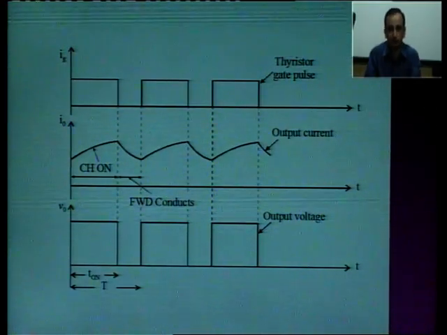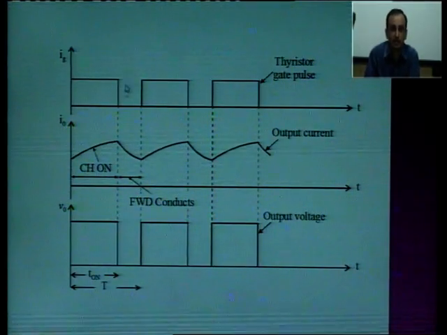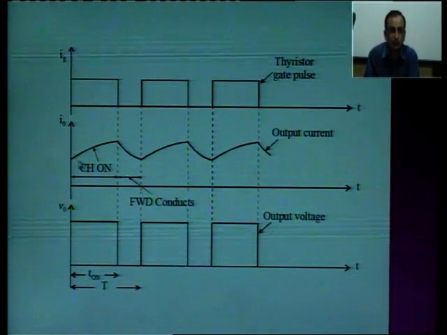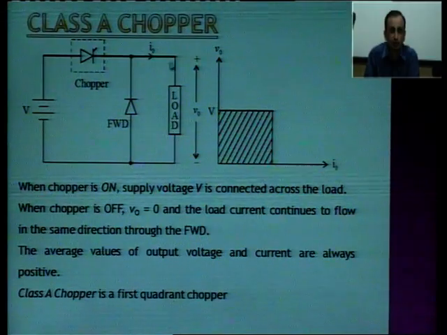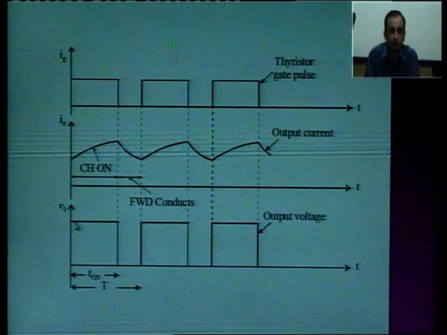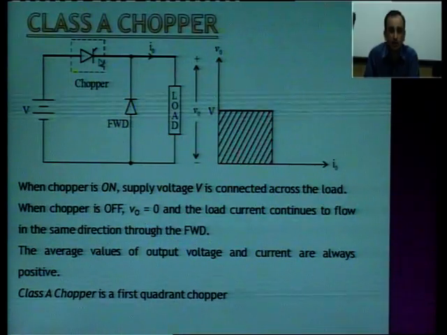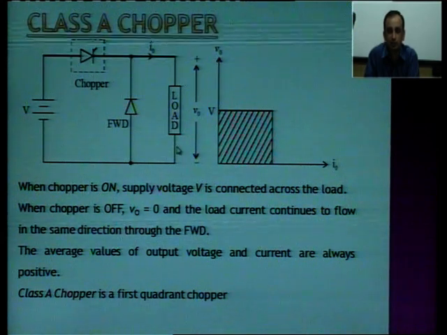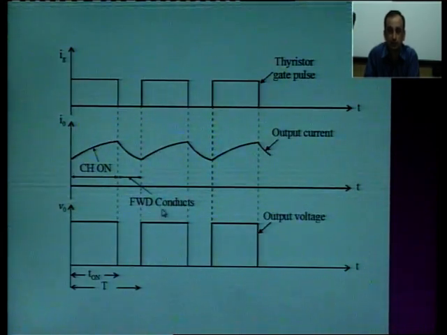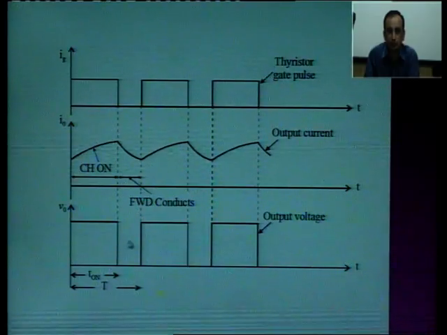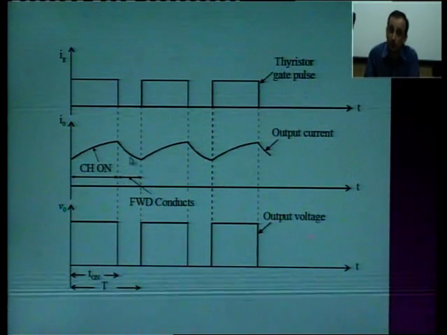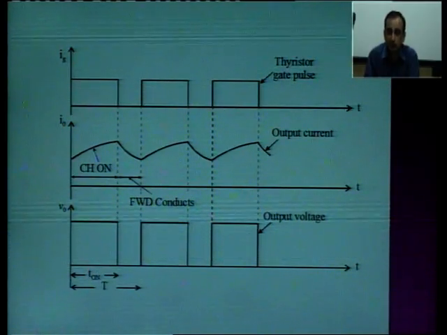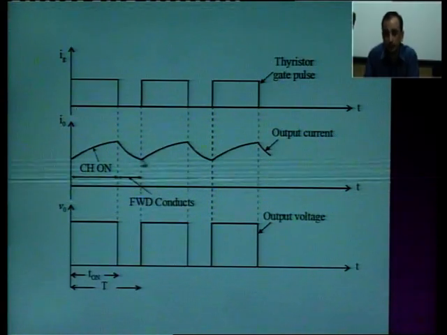This is the waveform representation: we apply a gate pulse and the chopper is on. In this case the current is increasing, and once it is conducting, the voltage appears across the load. When it is turned off, current starts flowing through the freewheeling diode, which is conducting and short circuiting the load, so there is no voltage across the load. During freewheeling the diode conducts, there is no voltage, but current is still flowing, and the current is going down, because the current stored in the inductor is getting dissipated. So, it is slightly decreasing in nature.